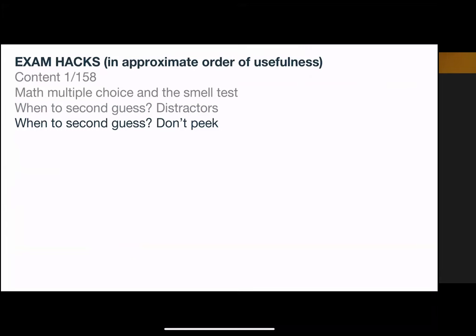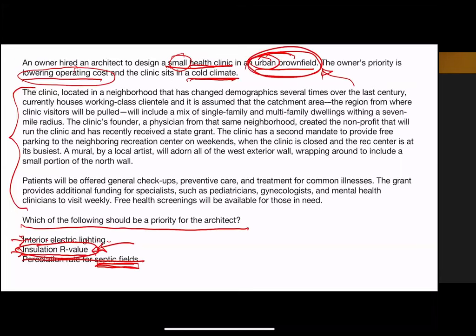What are the reasons to second guess yourself? Well, when you look at it again and you say, okay, you had interior electric lighting, but they did say small and a cold climate. So if it's content-based and you second guess yourself, I think what NCARB is trying to do is make sure we understand that when our values are a primary driver for a decision. If there's a logic to it, and it's based on you realizing what they're really asking based on the content of the question, by all means, you have my blessing.